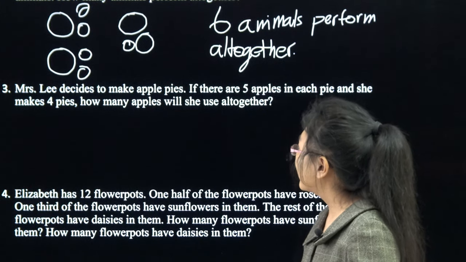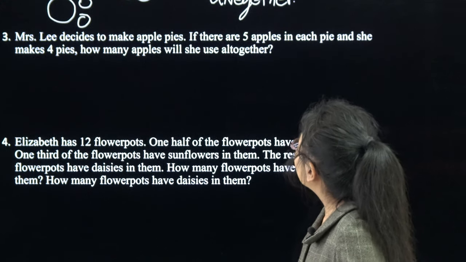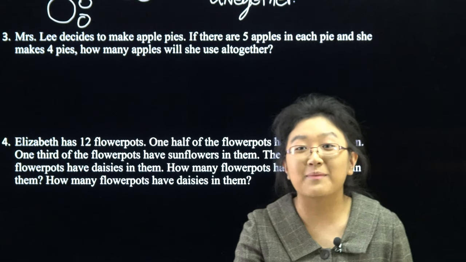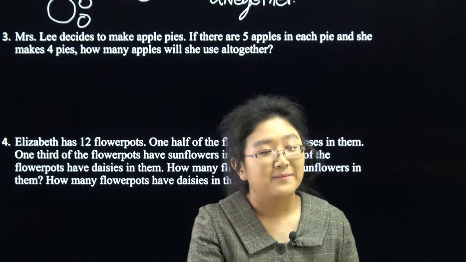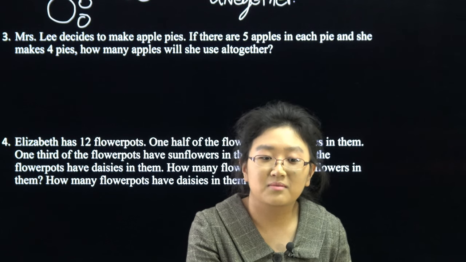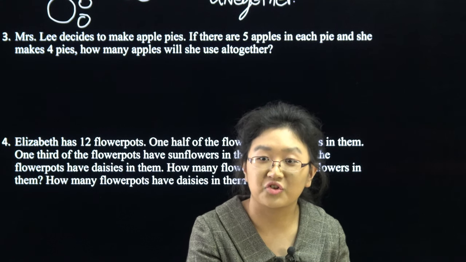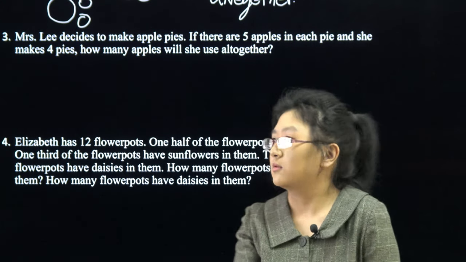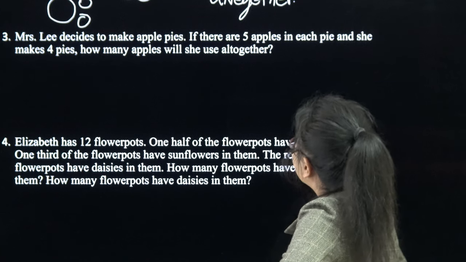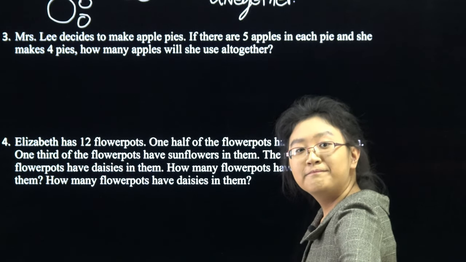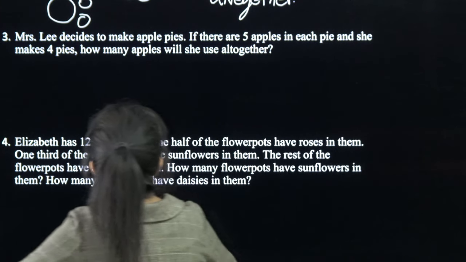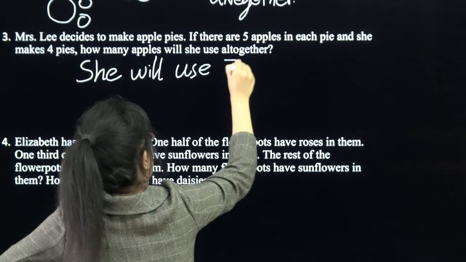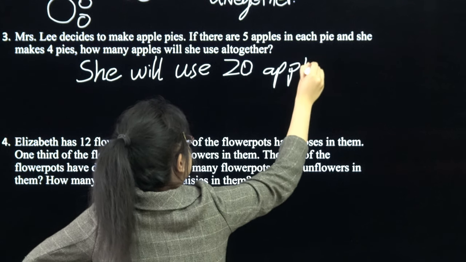Mrs. Lee decides to make apple pies. If there are 5 apples in each pie, and she makes 4 pies, how many apples will she use altogether? I swear, if you make pie models and put 5 apples in each model, that's just time-consuming and kind of depressing, because you could just use multiplication, and you're in grade 4, and you should have remembered your multiplication tables already in grade 3. So, what's 4 times 5? 20. She will use 20 apples.